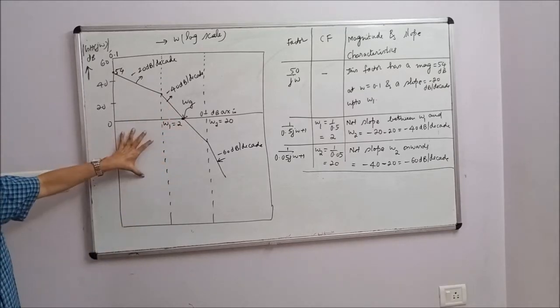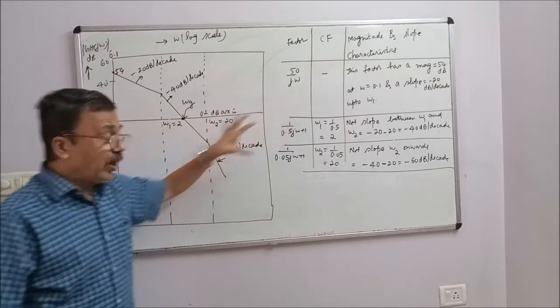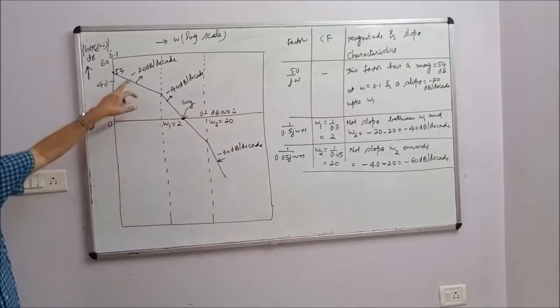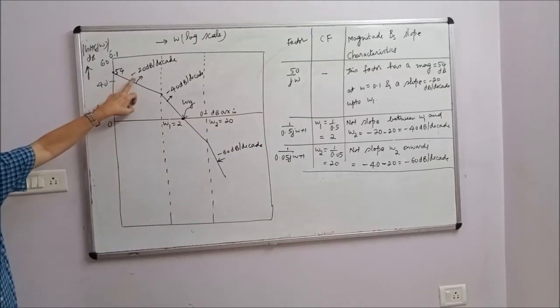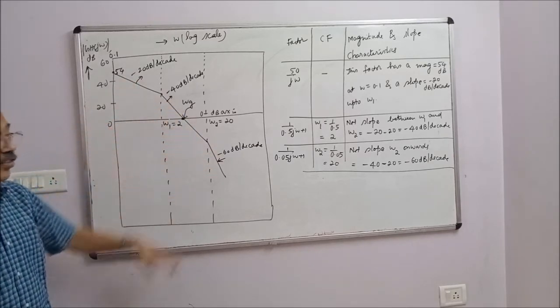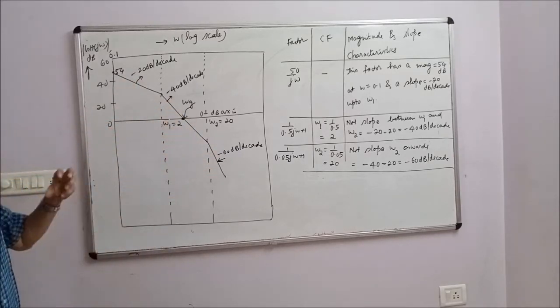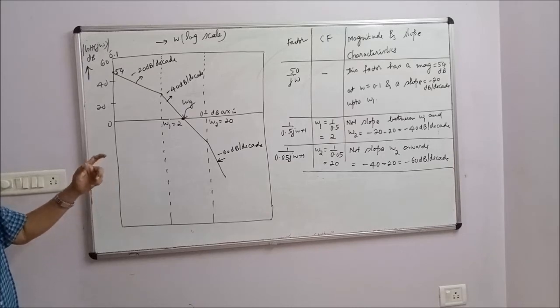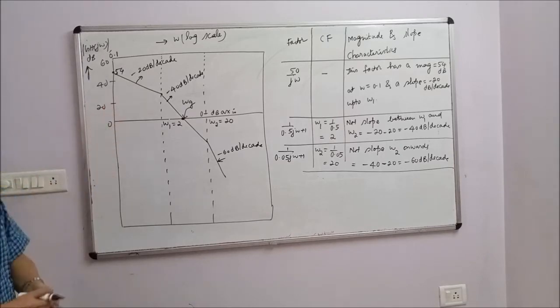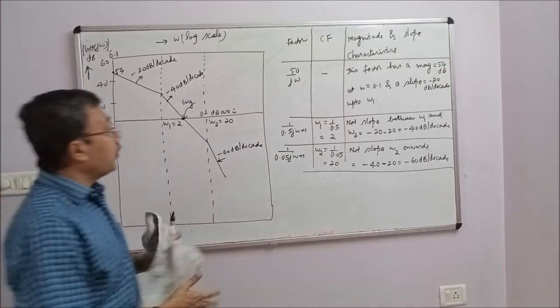So this figure is drawn with respect to this table. But what is not clear to you is how to draw the lines of slope equal to minus 20, minus 40 and minus 60 decibels per decade. That will require the explanation on a semi-log sheet. Next I am going to draw the phase diagram.